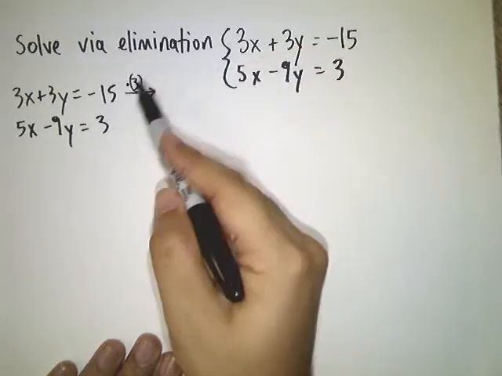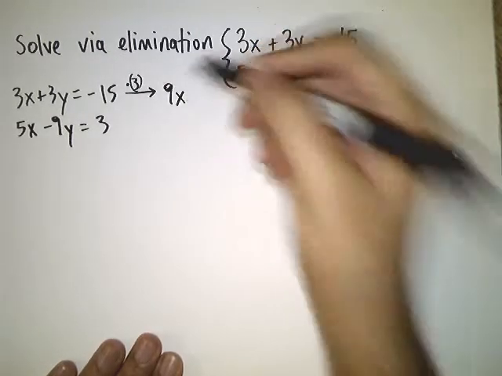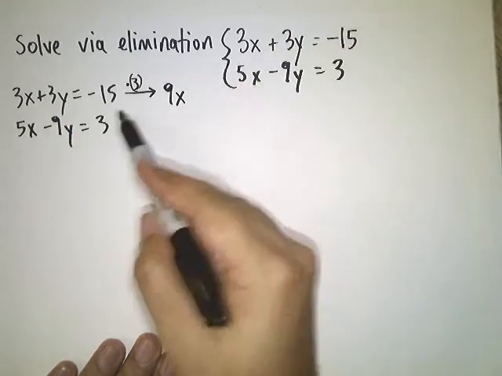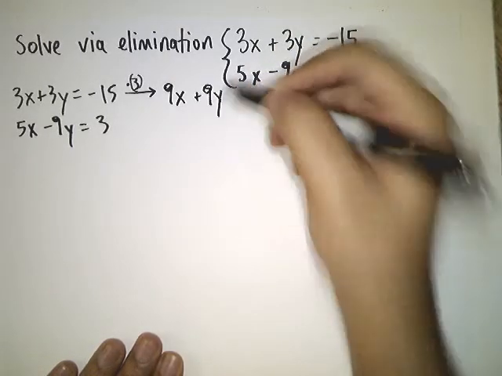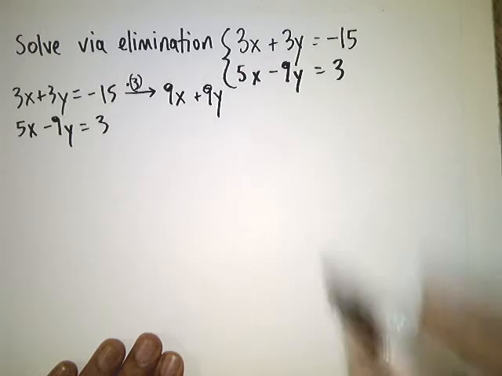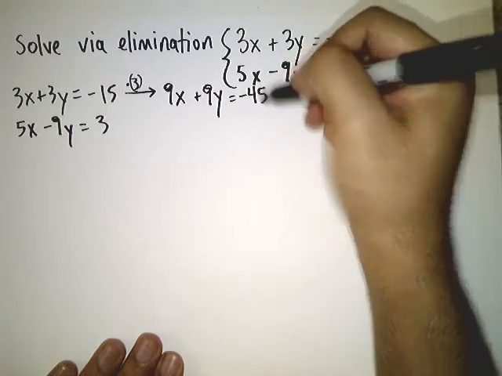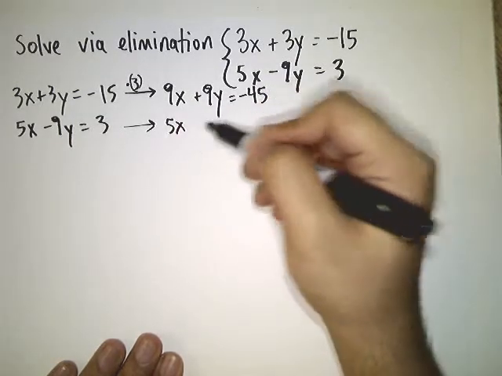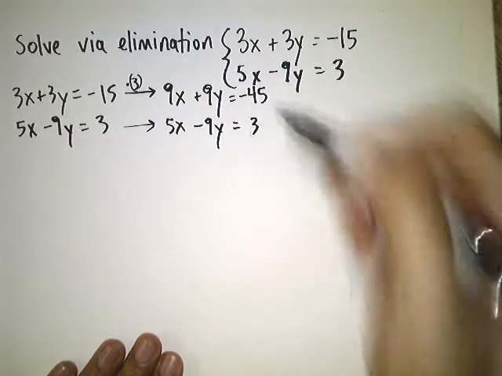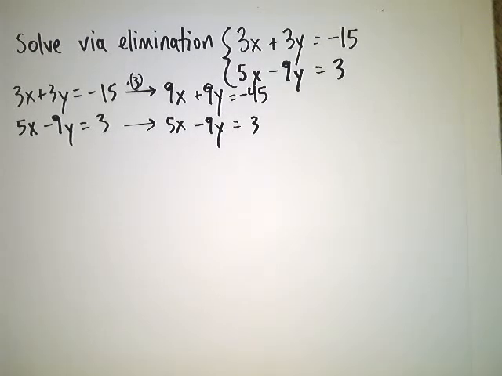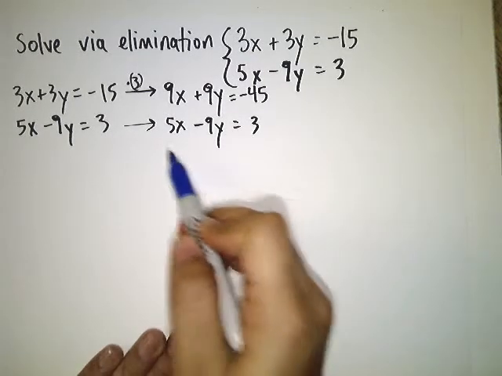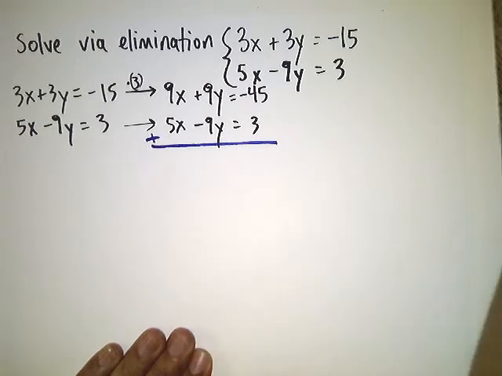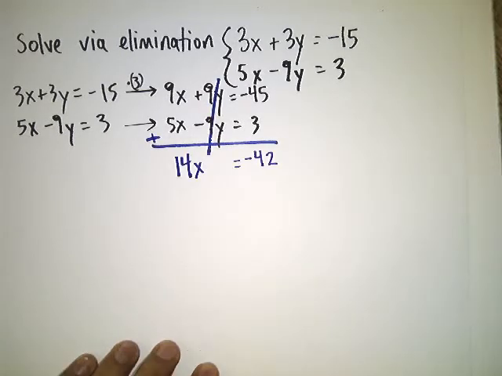So we end up with, let's see, 3 times 3x is 9x. 3 times 3y is 9y. And 3 times -15 is -45. On the bottom, it stays the same. 5x minus 9y equals 3. Next up, add the two equations. Try that on your own. Here's what you got. 14x equals -42.